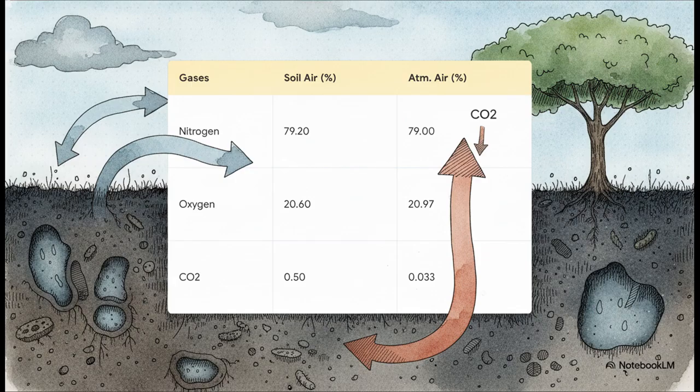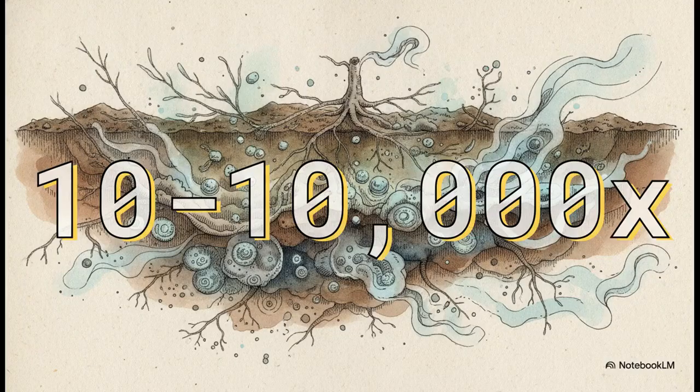Now, if you compare the nitrogen and oxygen levels in these pores to the air around us, it's pretty surprising. The nitrogen proportion is incredibly similar, sitting right around 79% in both. Oxygen is fairly close too, just over 20% in the soil compared to roughly 21% up here in the atmosphere. But the real story? It's all about the carbon dioxide. And that brings us to a truly staggering figure, 10 to 10,000.